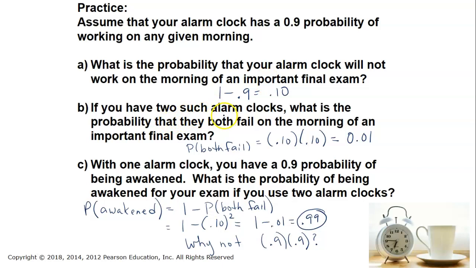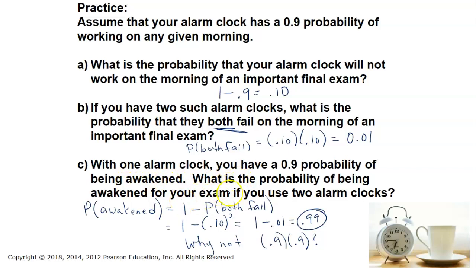If you have two alarm clocks, so it's a probability that they both fail. So we found out the probability that one of them fails, and we want the probability that they both fail on the morning of an important final exam. So we're assuming, again, they're independent. When you have redundancy, you basically assume they're independent. So the probability that they both fail would be the probability of a failure times the probability of a failure, which gives us 0.01.